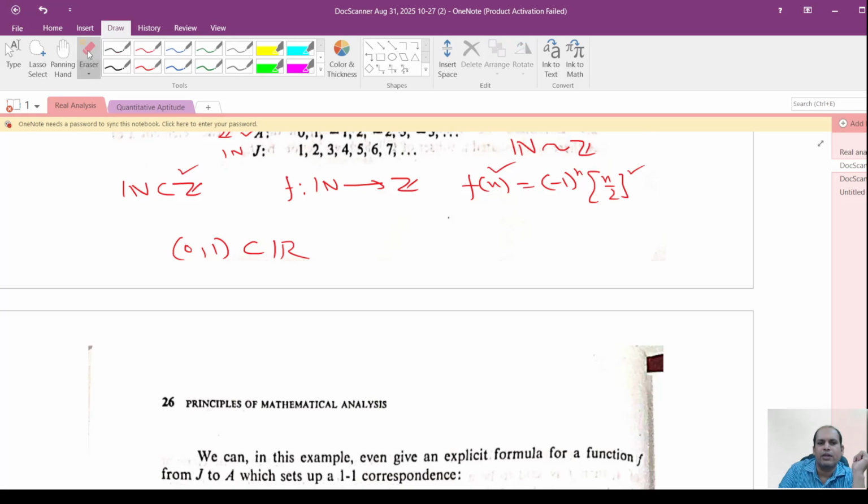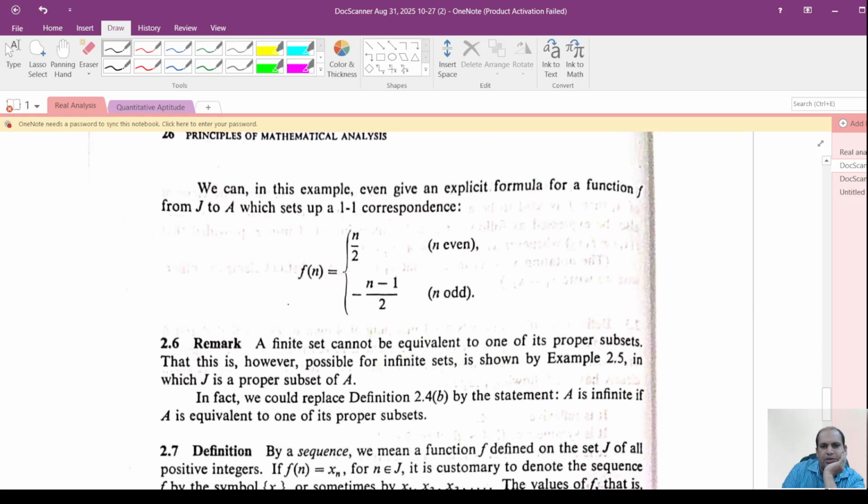we can see that there exists at least one bijective map, which I have shown by geometry, and both sets are similar. 0 1 is similar to the set of real numbers. So, this map f of n is equal to -1 to the power n into the greatest integer n by 2, or it can be defined in this way.